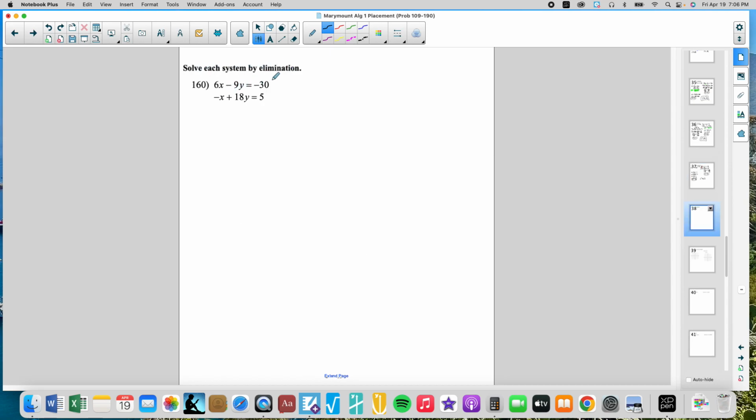Solve each system by elimination. So which one, they're in the same format. I can just multiply this by 6. So again, we don't change the top equation. We're going to multiply everything by positive 6.